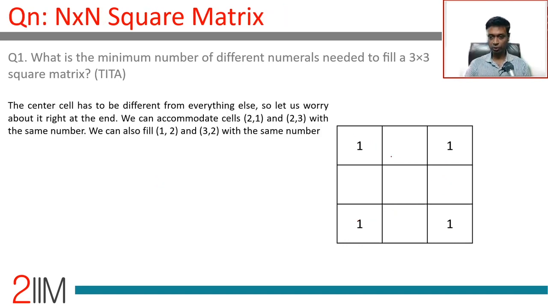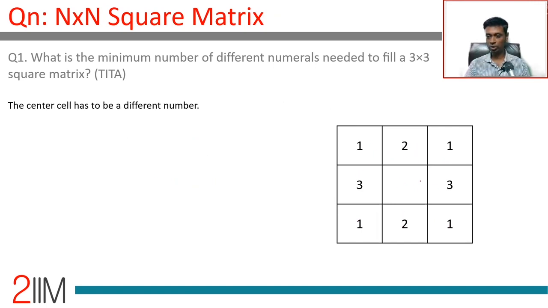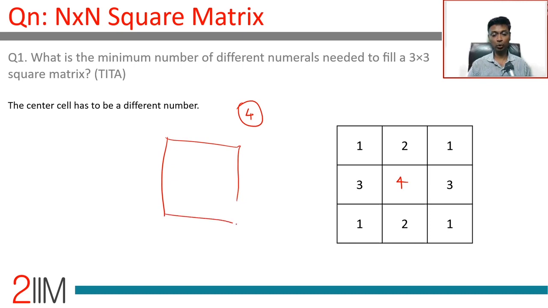So brilliant. So we could have 2 and 2, 3 and 3, 2 and 2, 3 and 3, and a 4 in the middle. So with 4 numerals, we can fill this. Fine. So it looks like the minimum number of different numerals needed would be 4. But whenever we get answers like this, it's probably worthwhile to check, to just see if we can do it in fewer. And so how do we check that?